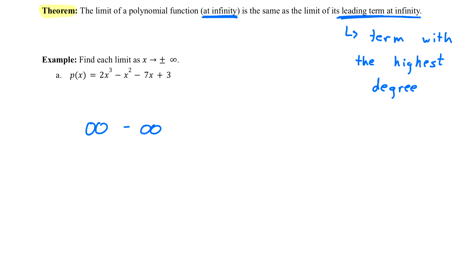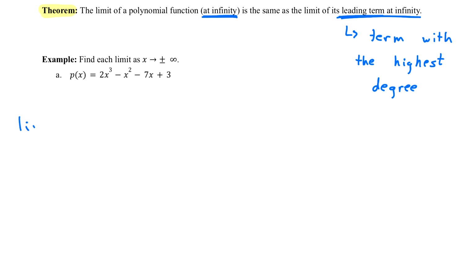Now, infinity is not a real number. It doesn't always play by the same rules as real numbers. So if you asked me what infinity minus infinity was, I could not give you a definite answer. It might be infinity, it might be 0, it might be some other finite number, it might be negative infinity. There's no way to know without having more information. So this theorem is going to really help us.